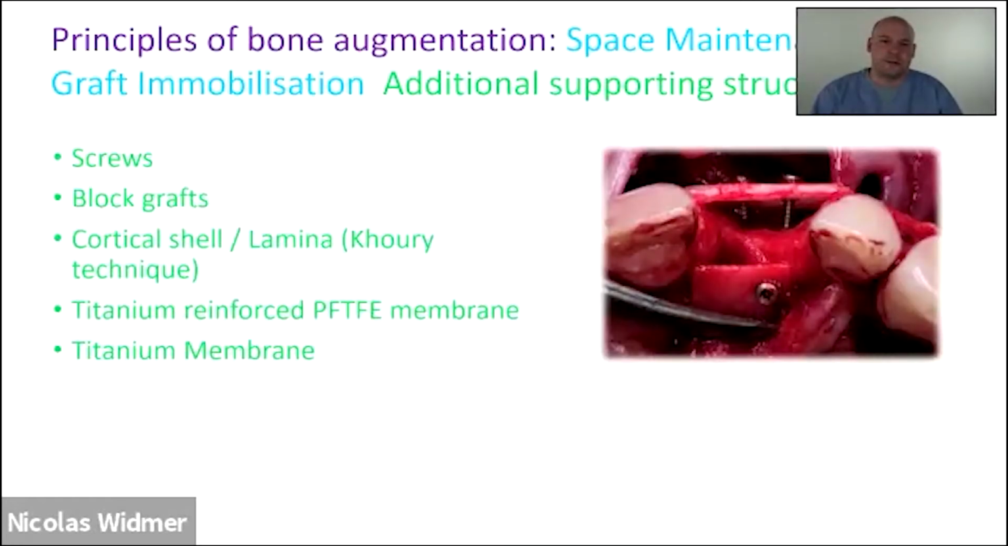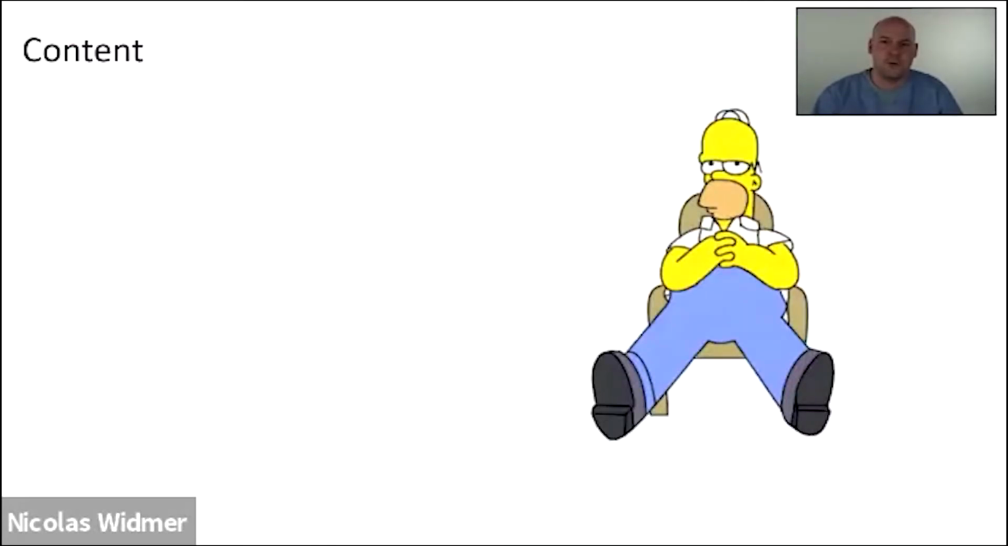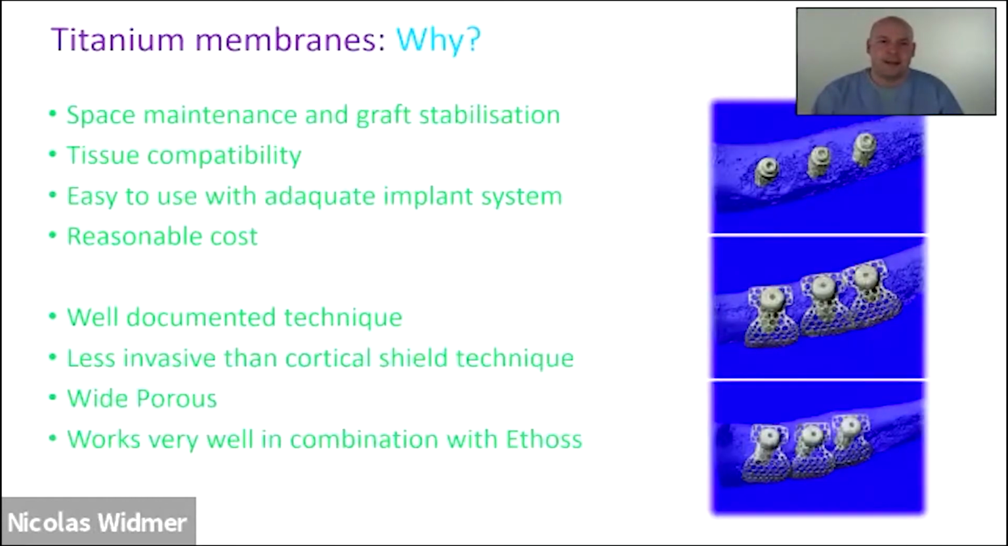But a similar principle, but less invasive, is the titanium membranes. So why use titanium membranes? It is clear. We use them for space maintenance and graft stabilization. I use them because titanium has very good tissue compatibility. With the system I use at the moment, it's awesome, very easy to use, and the cost is okay.